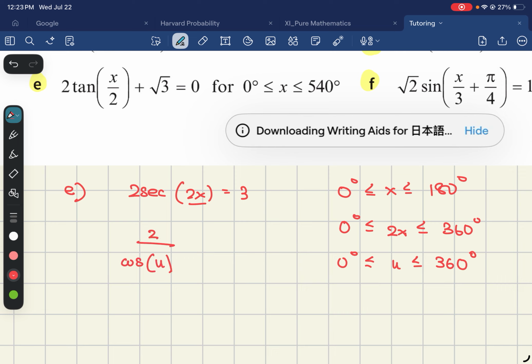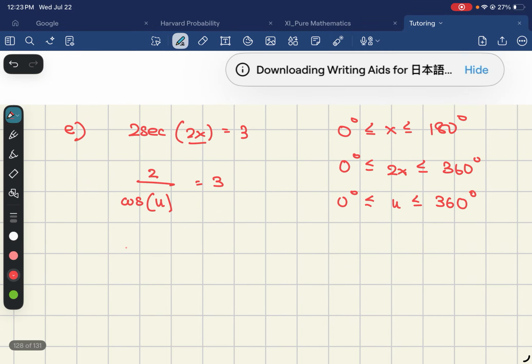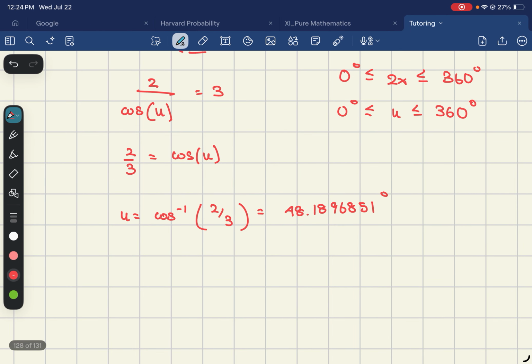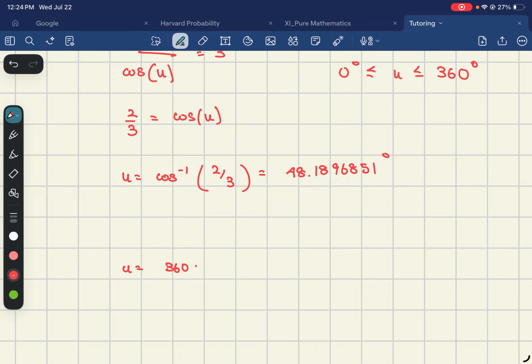So secant 2x is 1 over cos 2x, and we just said 2x is u. So I'm going to get this expression, and if you simplify, you get cos u is equal to 2 over 3. And u is cosine inverse of 2 over 3. So you get an acute angle between 0 and 90, and the reason why we get this has already been discussed. So you get 48.1896851 degrees. All right, so that is 1. Right? Now, how do we get the other for cosine? Well, the other angle is just going to be u is equal to 360 minus this angle.